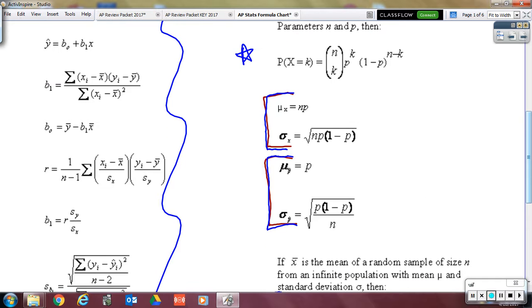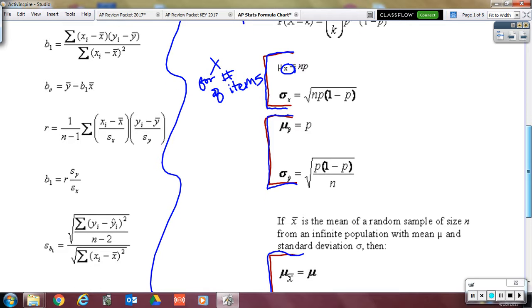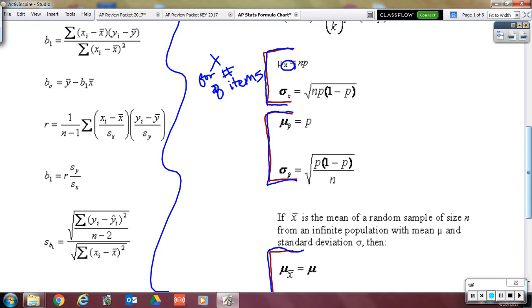This top one here, notice that the subscript is an X. So these are the mean and standard deviation for numbers of items in a particular sample. So they'll say out of a sample of 300, what is the mean and standard deviation for the number of books that have more than 100 pages? Okay, whatever.